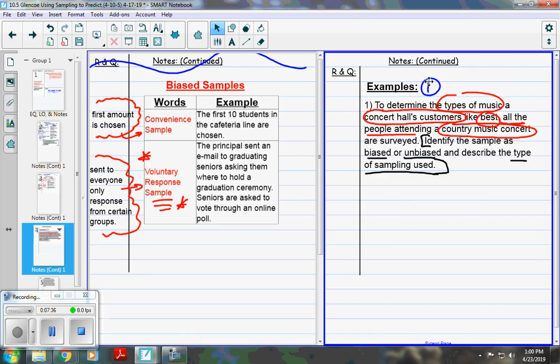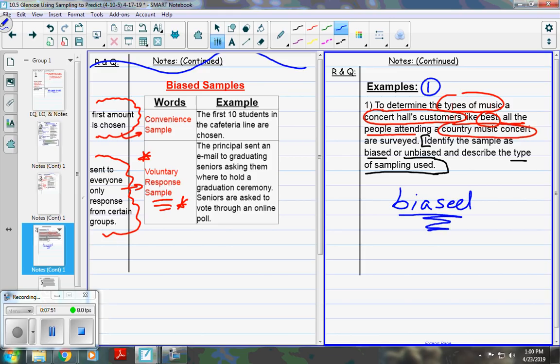Okay, welcome back. Did we use a biased or unbiased sampling technique? Which one did you think? If you said biased, you are correct. This is biased sampling, and again, the key is in the words they used. This turns out to be a convenience sample.